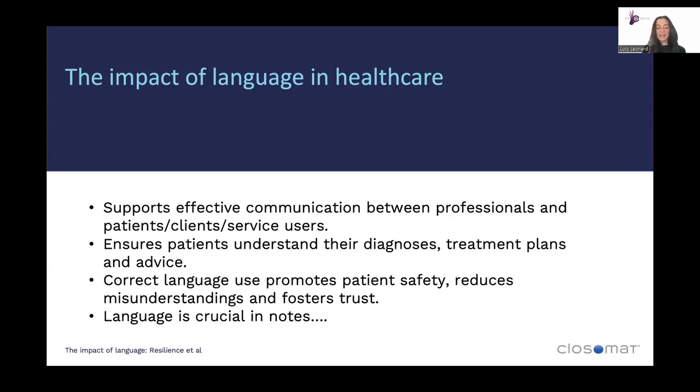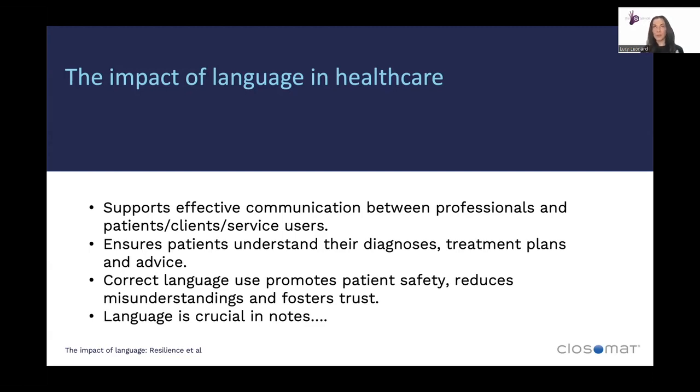I think it's important to ask people about language as well and the types of language that we are using, because it helps to foster those relationships. We need to ensure that patients understand their diagnoses and their treatment plans and any advice that we're giving them. So the impact of language is really important when we're speaking to maybe a layperson who doesn't understand some of the terms that we may use when we're speaking to colleagues.